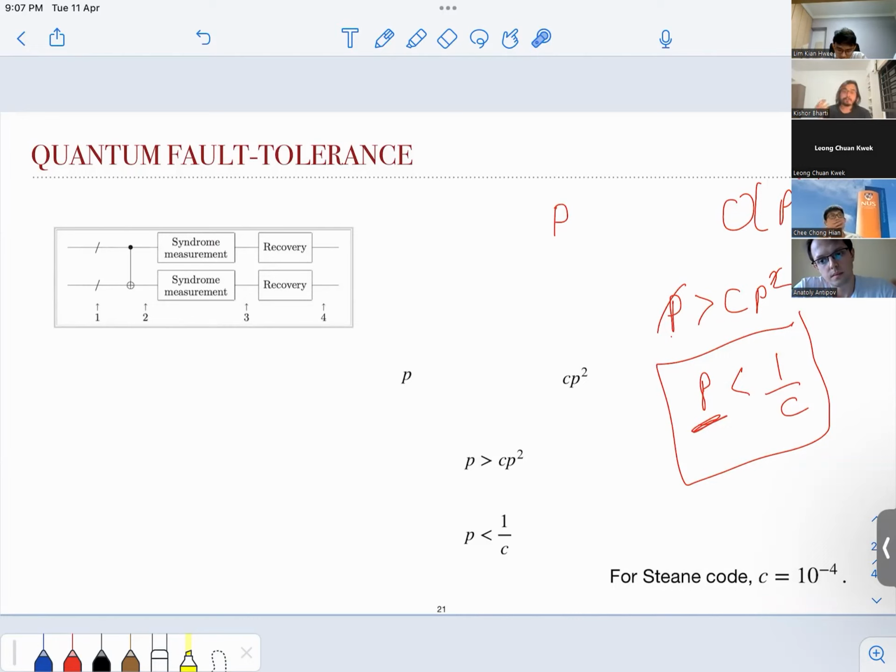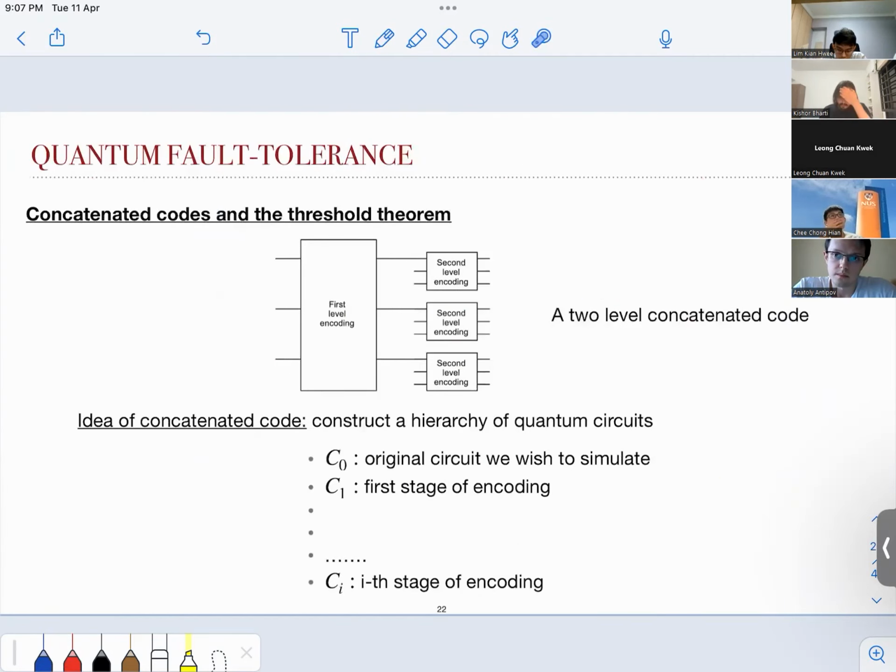Actually, okay, I will talk about that later. There is something that I will discuss later. So I will talk about this beautiful idea called the concatenated code. And based on that, there will be a theorem that will follow, which is the threshold theorem.